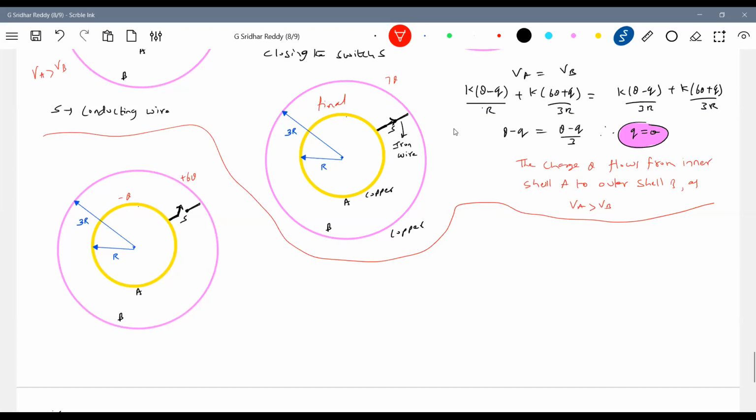So first we'll calculate potential. Potential of A equals k(−Q)/R plus k·6Q/3R. This will be kQ/R. VB equals how much? k(−Q)/3R.